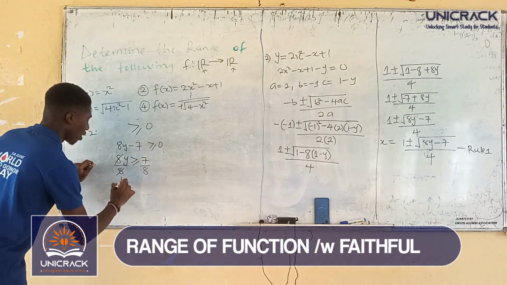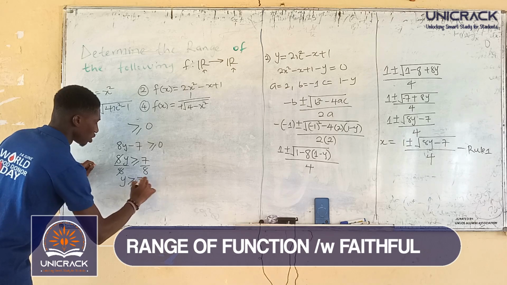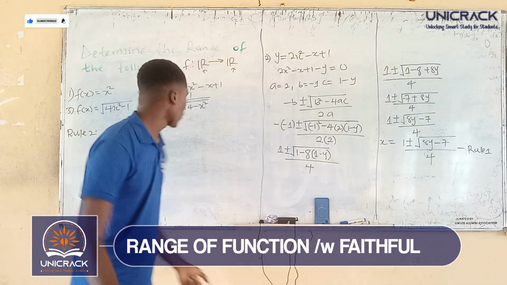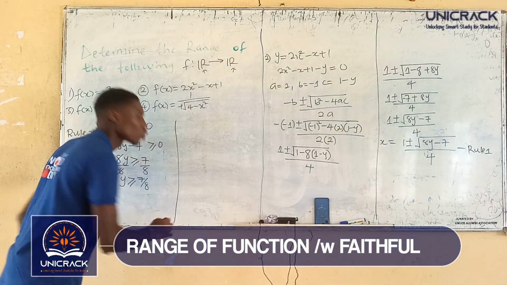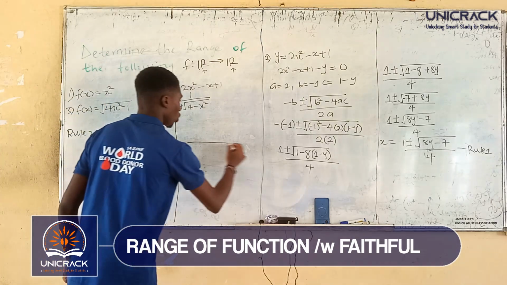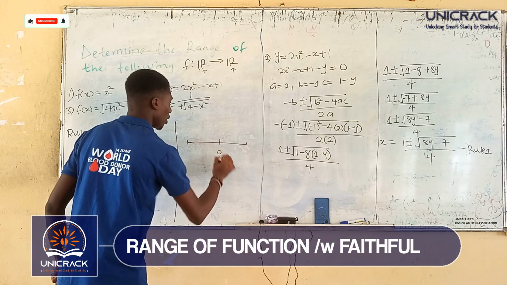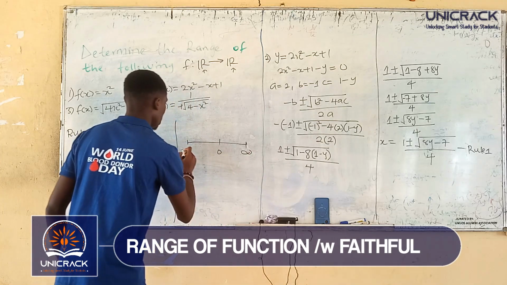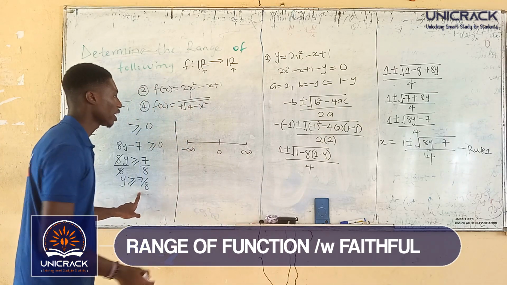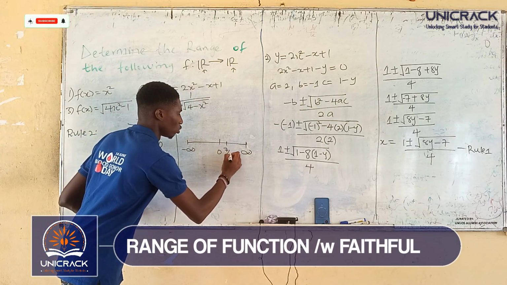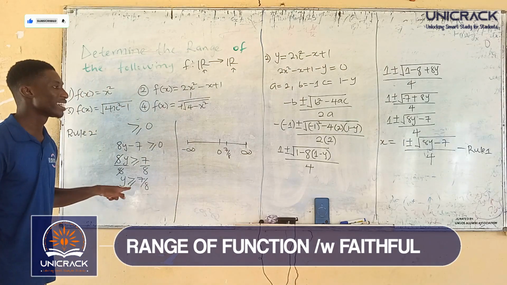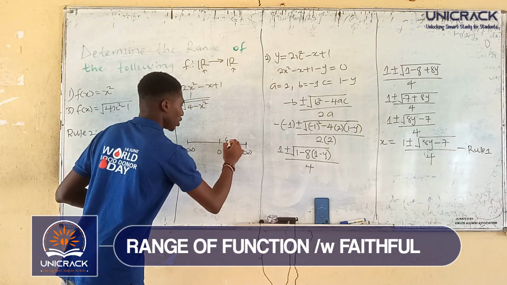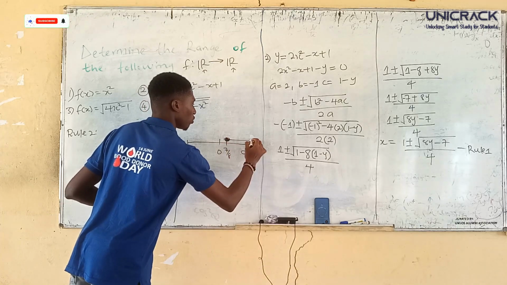Cancel this, we have y is greater than or equal to what? 7 over 8. And this is the value of y. Now, after this, for your domain, don't forget, we would have to go to our what? Number line. Going to our number line, we have 0 here, negative infinity and infinity. So our 7 over 8 would obviously be here. They say y is greater than or equal to 7 over 8.